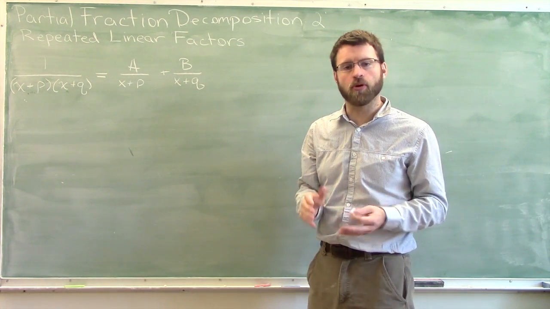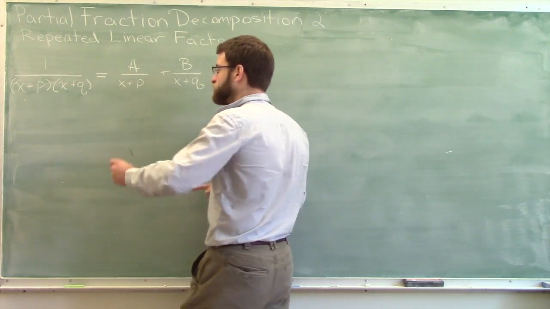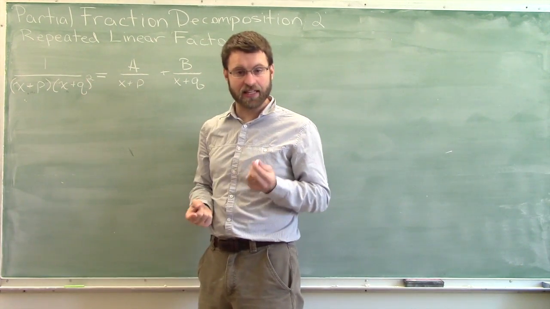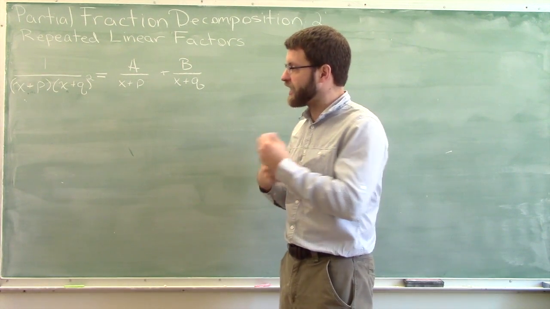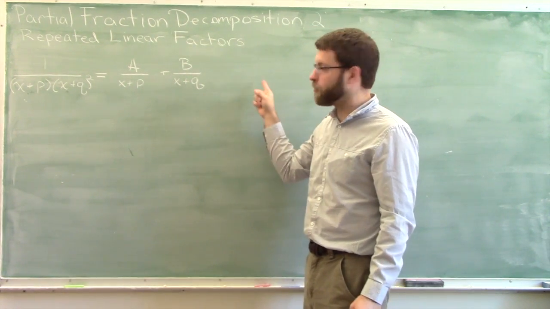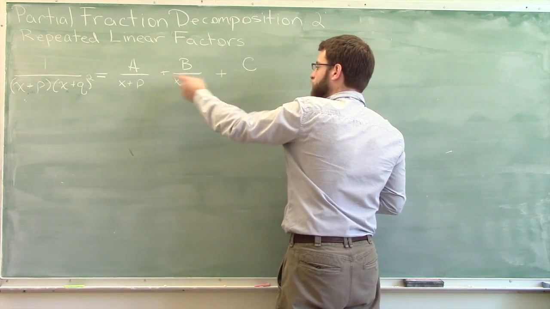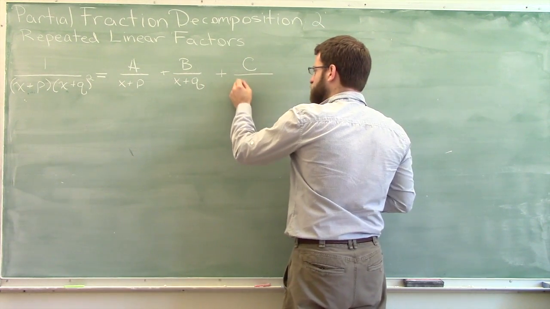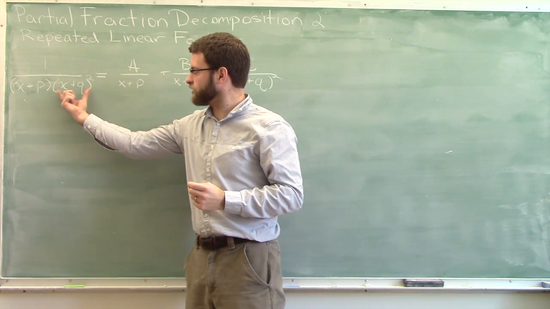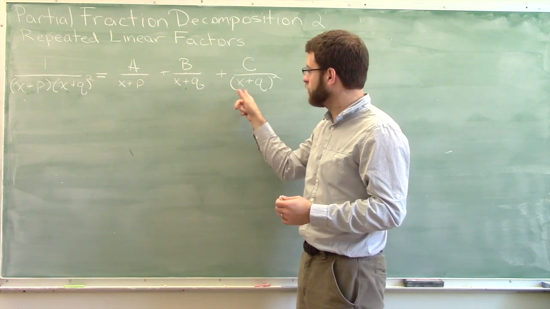Just as a model example, let's look at one of these factors being repeated twice. So suppose we're trying to break down this rational expression with denominator x plus p times x plus q squared. The x plus q squared is a repeated linear factor in the denominator. To take that into account, I'm going to include one more term in my partial fraction decomposition. I'm going to allow one more piece that I can build from. It's going to have the same structure as the other pieces, except now I'm going to put x plus q squared in my denominator. So when you have a repeated linear factor, that forces you to include two terms in your partial fraction decomposition, one piece for each power of that repeated factor.